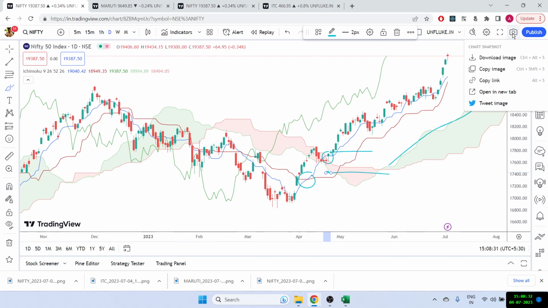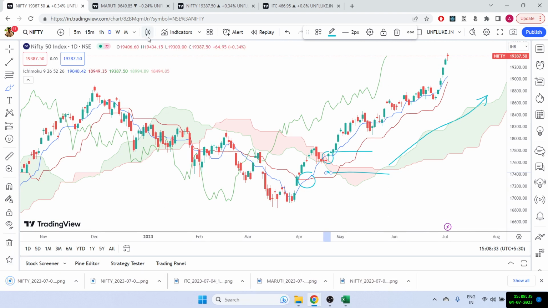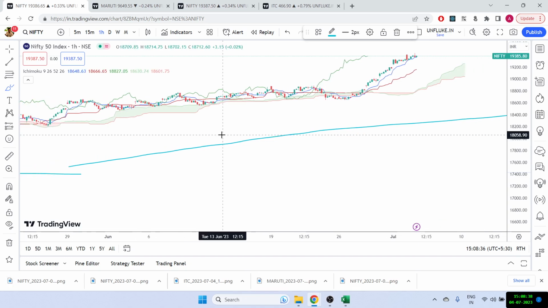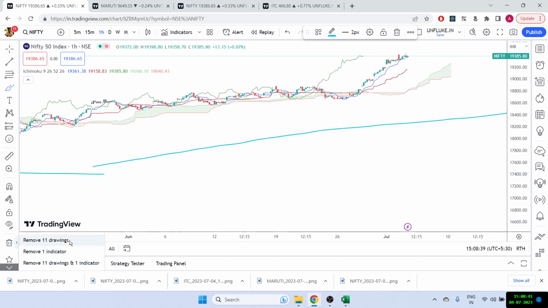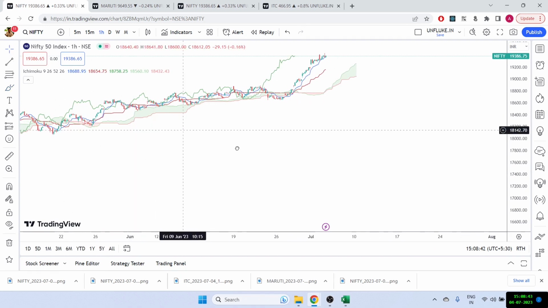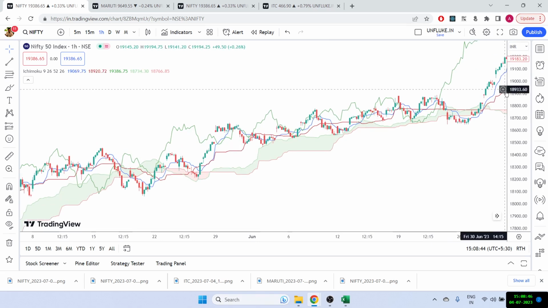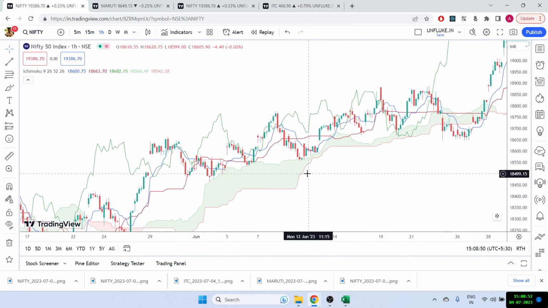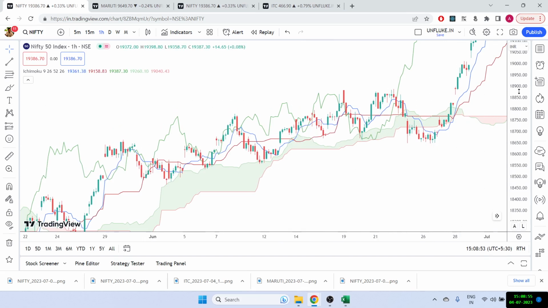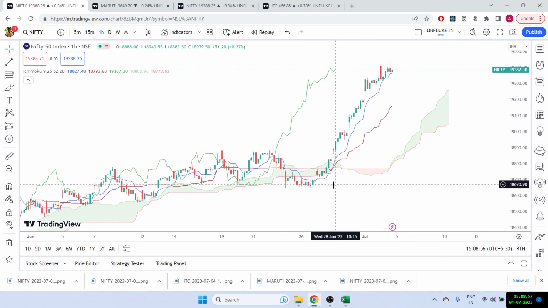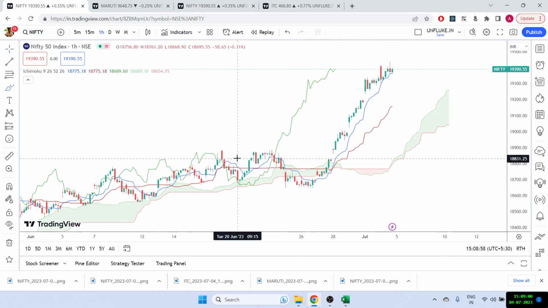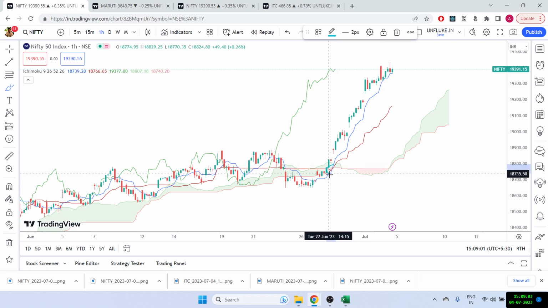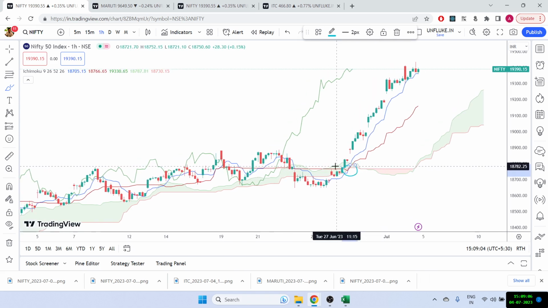Let me take the photo and then I'll show you on hourly as well. So let's do it on hourly now. The strategy still remains the same. I will still be using the conversion line and the baseline, and I will be using the cloud cover as well. Again we can see here that there was a crossover, then this green candle closed above both the clouds. So I will buy here.